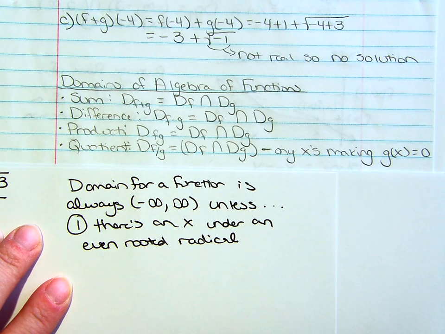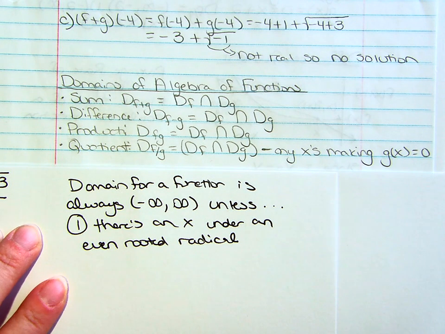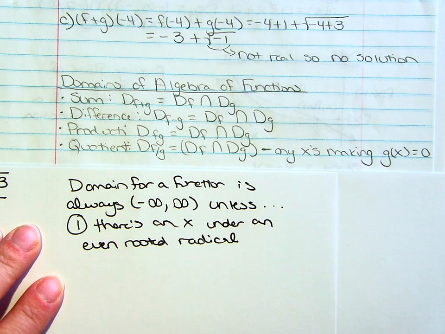99% of the time, that even-rooted radical will just be a square root. But we say even-rooted because if it was a 4th root or a 6th root, this is still one of those exemptions.